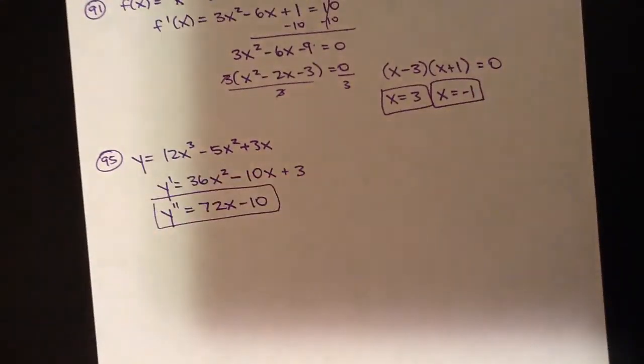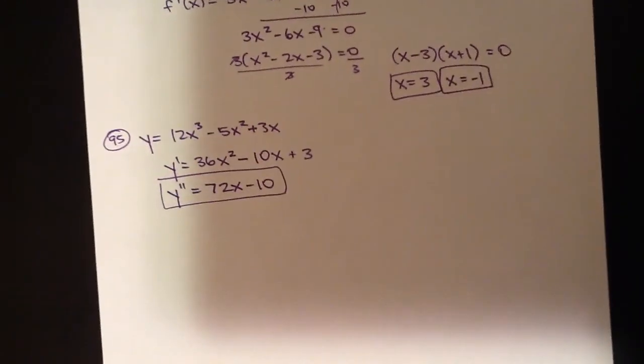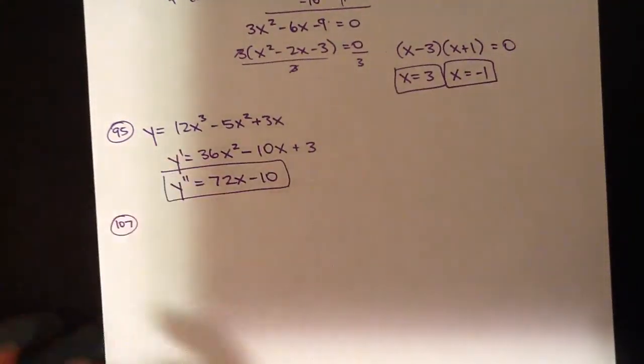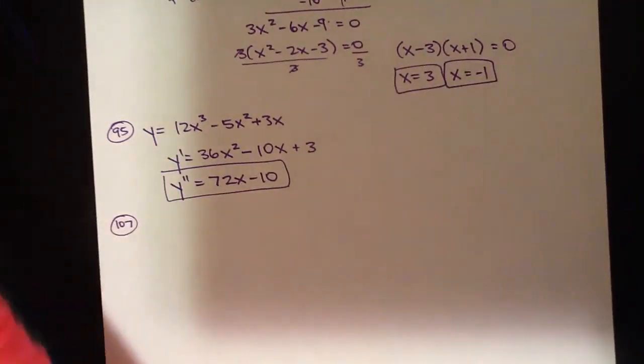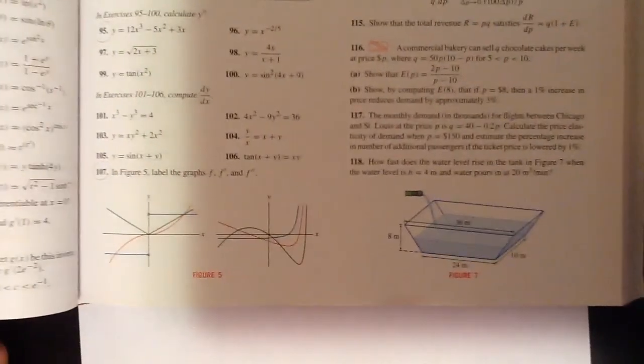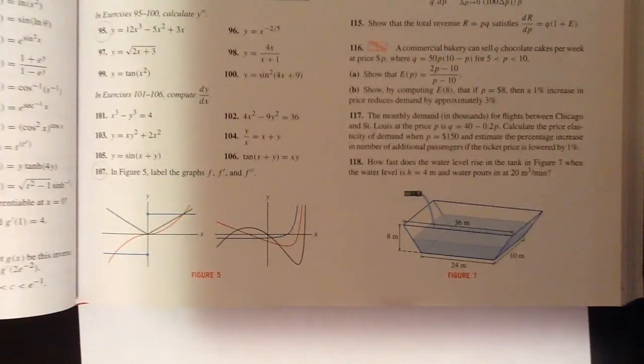Keep in mind that you might have to do a double product rule, maybe a double quotient rule, something with sine, maybe something a little bit more complicated than these. All right, and my last one, I've got another picture to look at, number 107. Okay, so label the graphs for both of these, f, f prime, and f double prime. So let's get those under here. So we have a red graph, a green graph, and a blue graph.